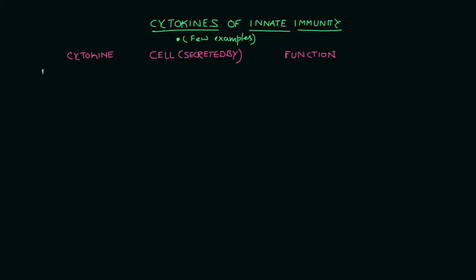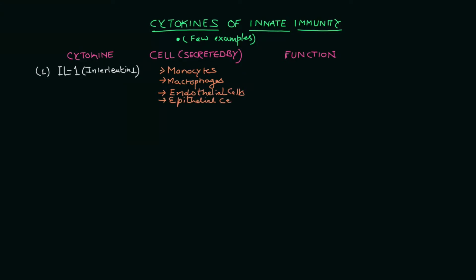And in this, let's discuss the first cytokine, which is IL-1, also known as interleukin 1 cytokine. Interleukin 1 cytokine is produced by monocytes. They are important cells of our innate immune system. So let me write it down, monocyte. Second, macrophages. You also know that macrophages are important for our immune system. Third, endothelial cell. And you also have the epithelial cells that are producing IL-1.